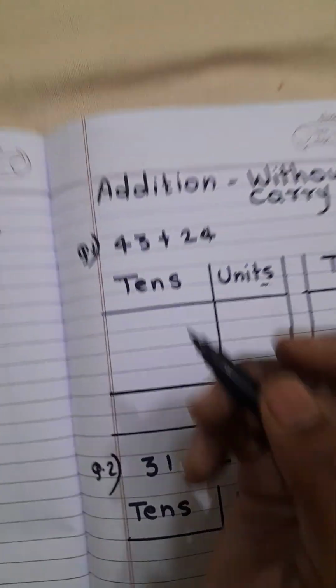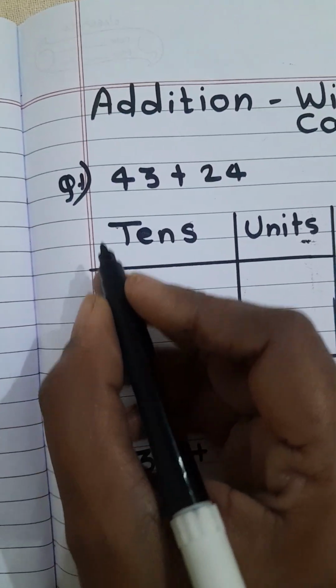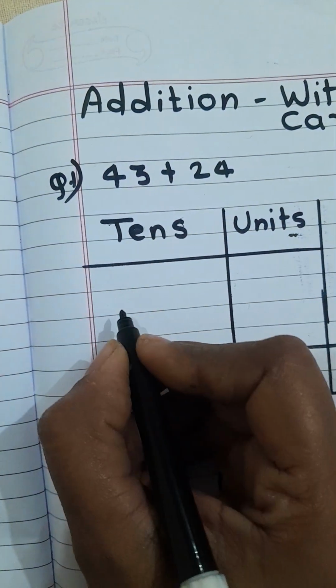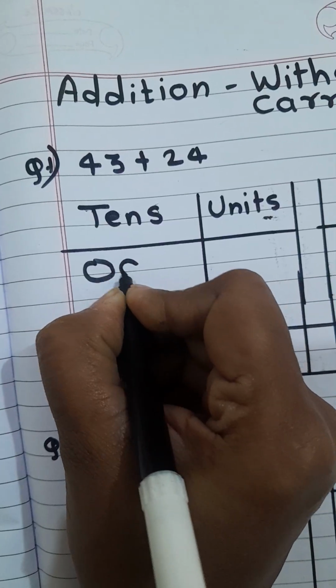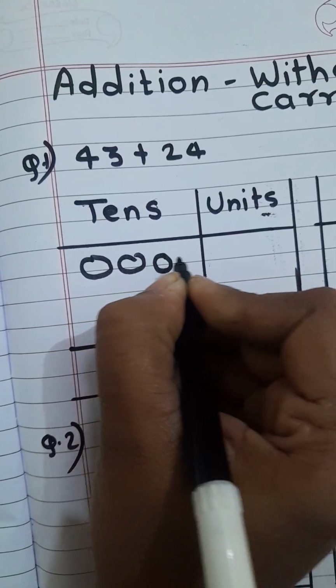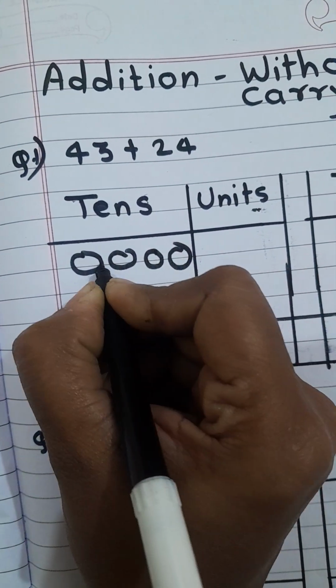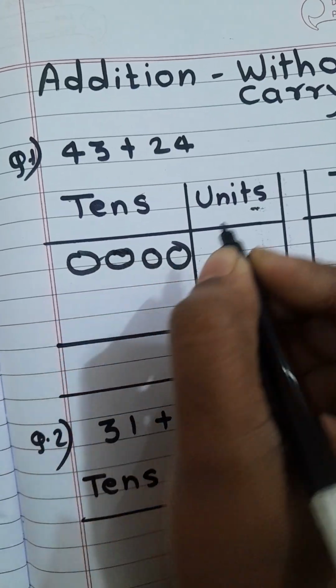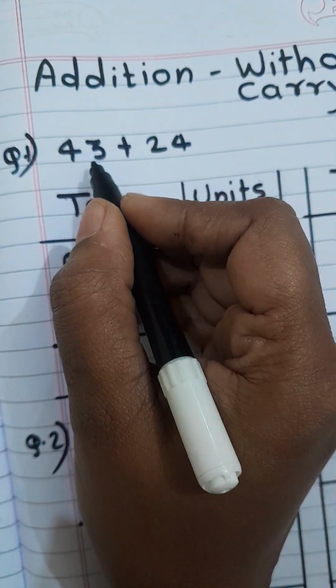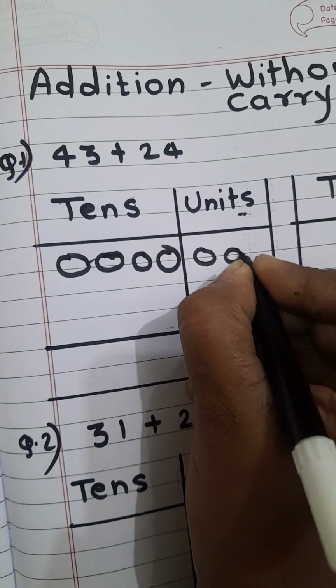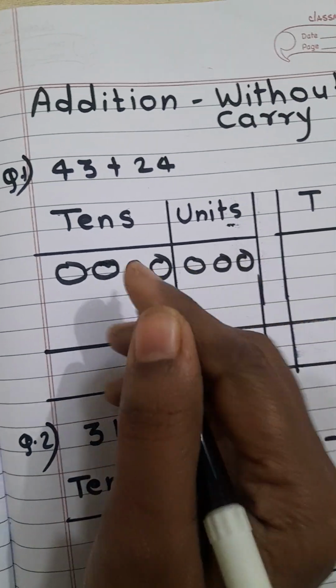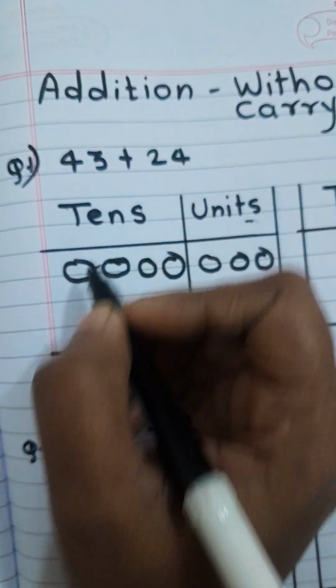Okay, now we have to draw the 4 tens. In 43, 4 is tens, so you have to draw the tens first. 1 2 3 4. Okay, then how many units are here? 3, so you have to draw 3 units. 1 2 3. Okay, how many units in 24?